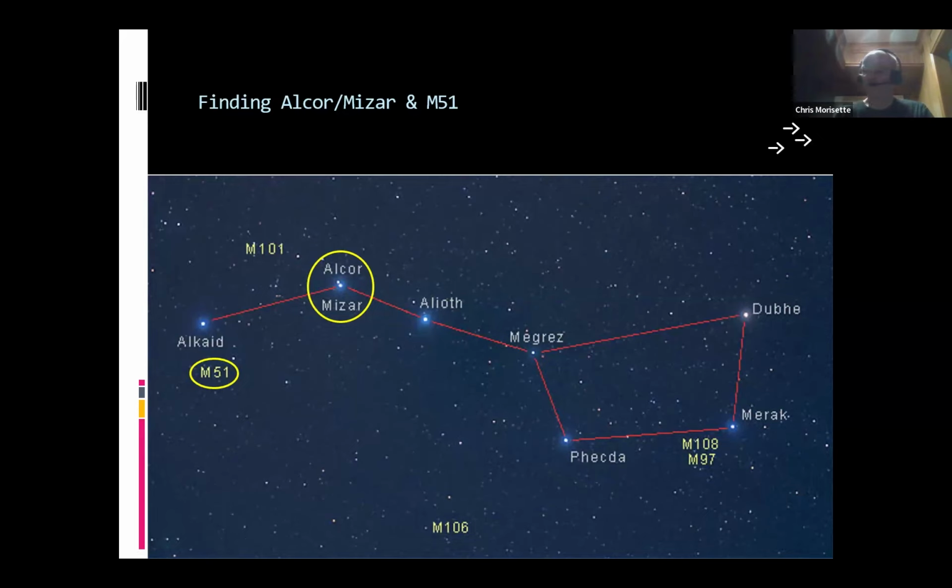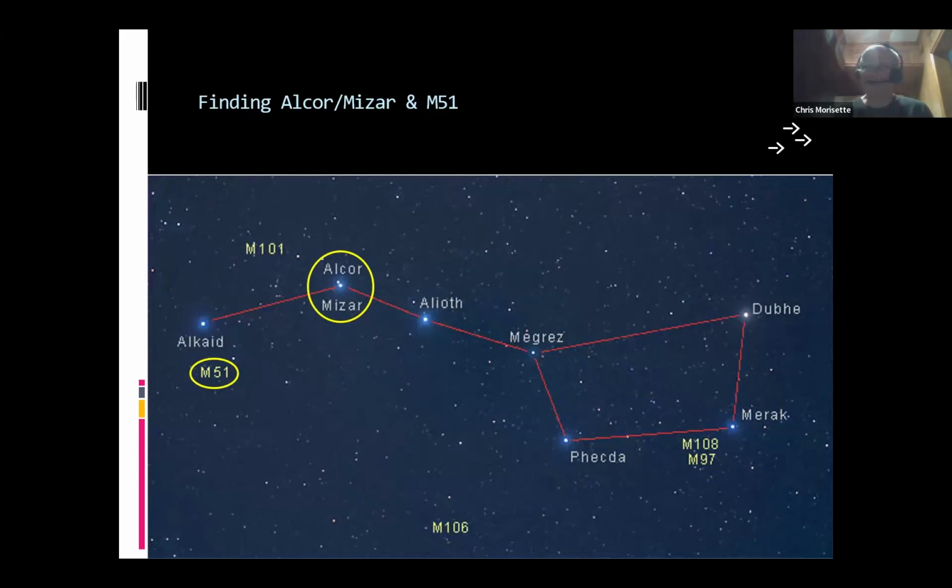The next one on our list is going to be M51. Oh, one other thing about Alcor and Mizar. That's about 82 light years away from Earth, so it's a very close object to us. And as I mentioned earlier, it is in the Big Dipper, which makes it part of Ursa Major.